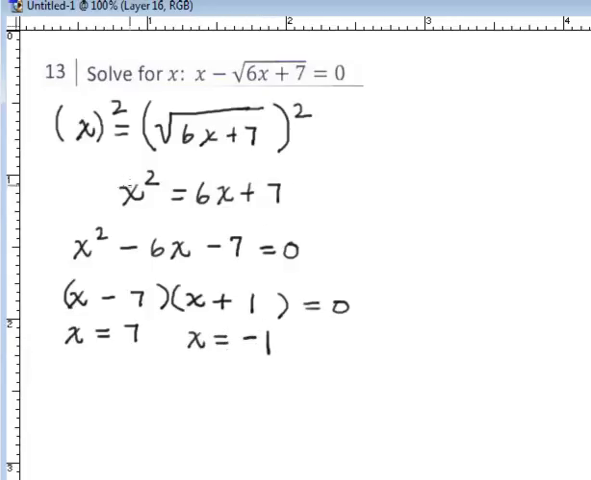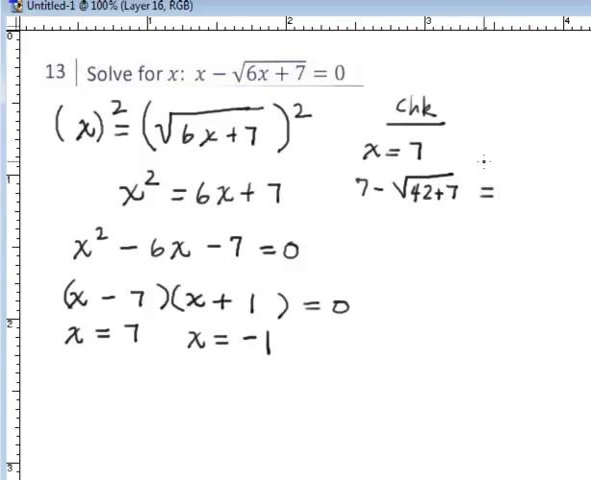Whenever we square both sides, we must check our solutions. So let's do that. Let's do our check over here. So first we'll check x equals 7 in the original. So that would be 7 minus the square root of 6 times 7, that's 42, plus 7.